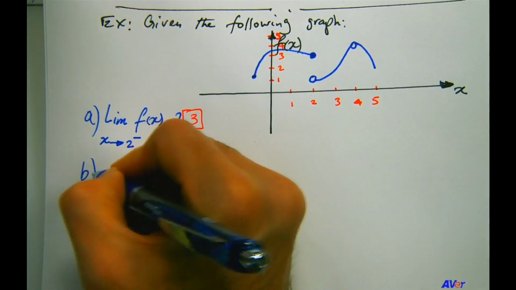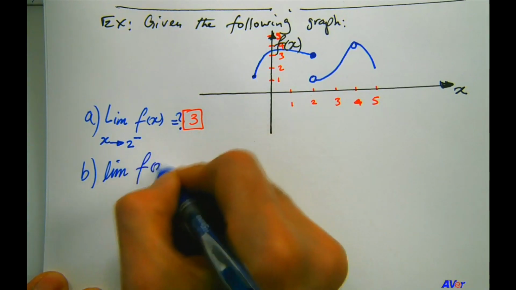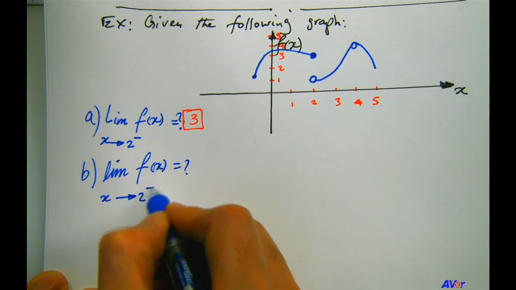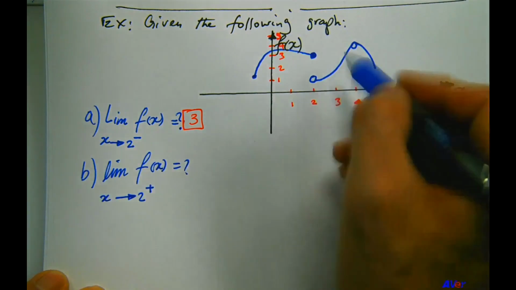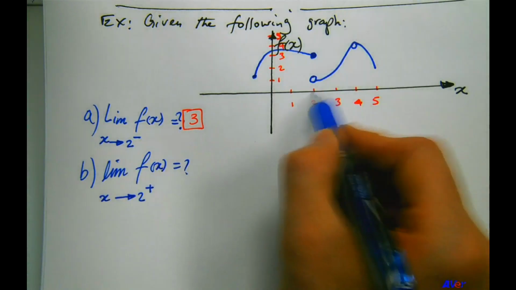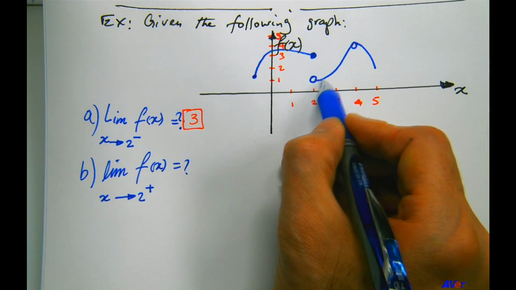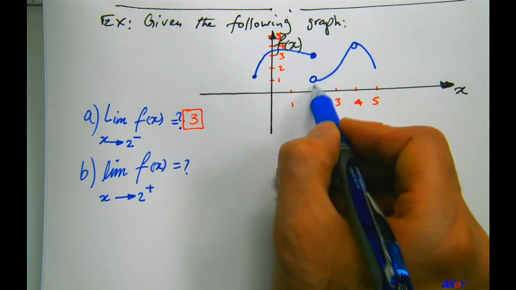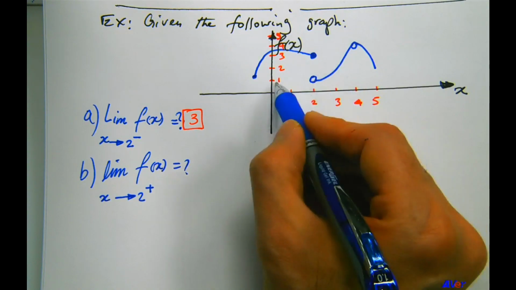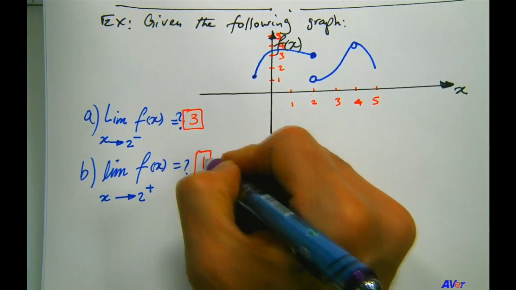And then part B, the limit of the function f of x as x approaches 2 from the right this time. So as x approaches 2 from the right, from this side, this point suggests a limit where the function is approaching from the right. This is not the value of the function, but from the right it does have a limit, and it's equal to 1. Okay, so that's 1.